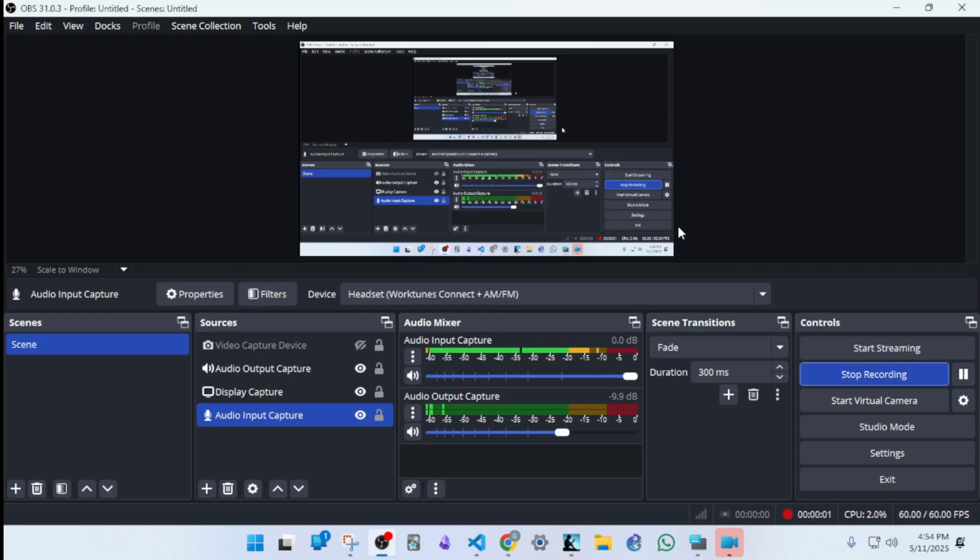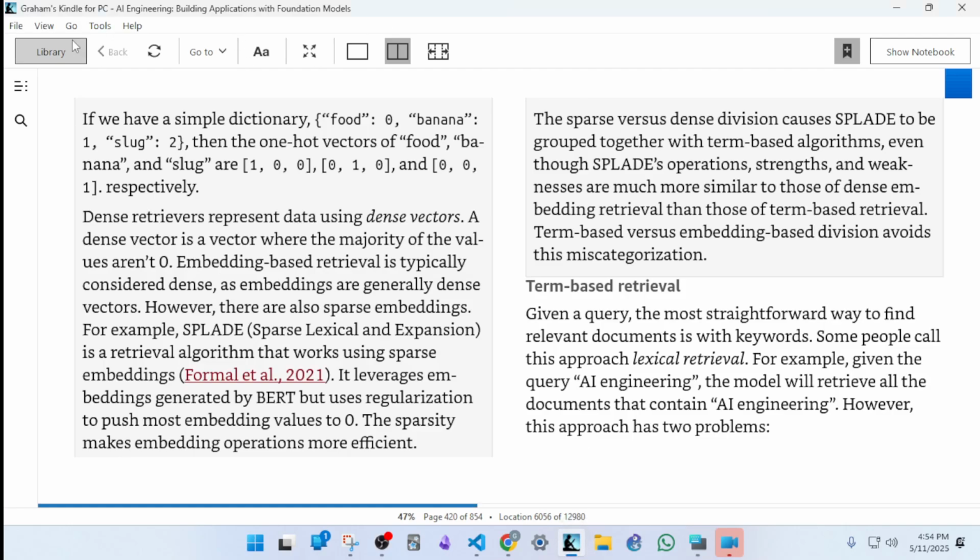All right, welcome back by popular demand. I'm going to keep going on AI engineering, building applications with foundation models by Chip Huyen, very near halfway through the book.